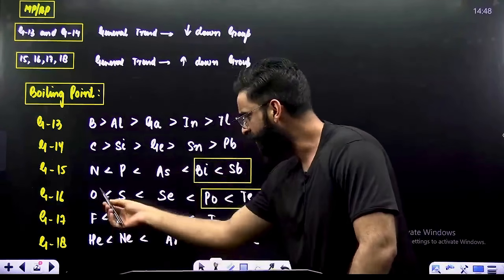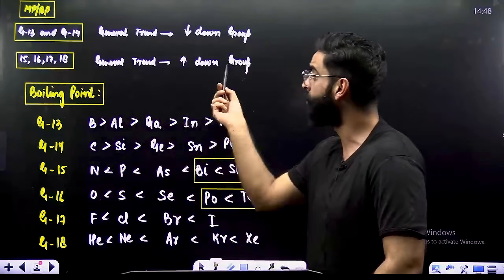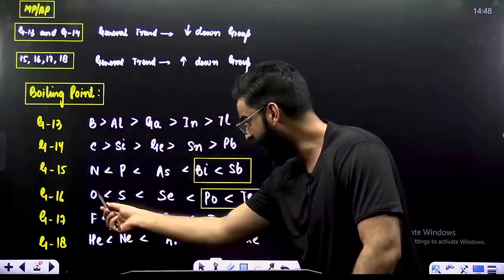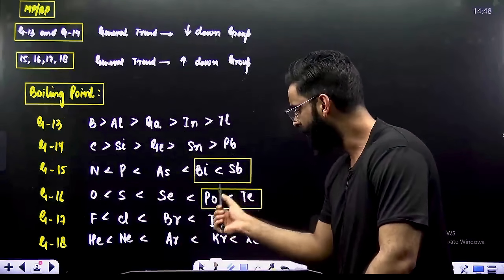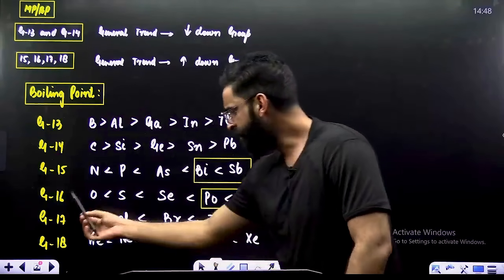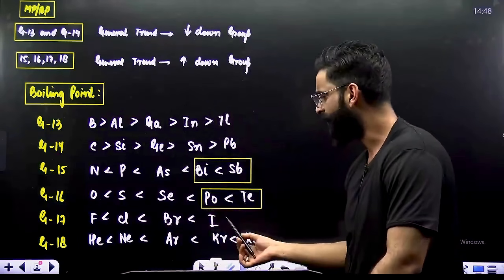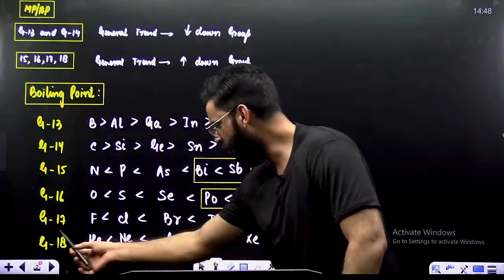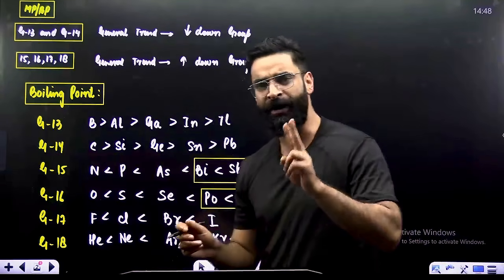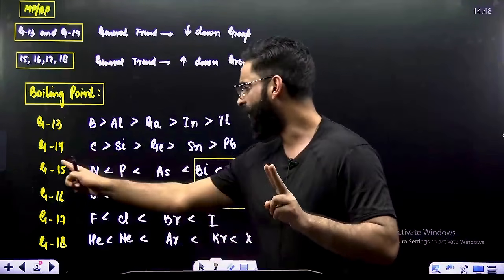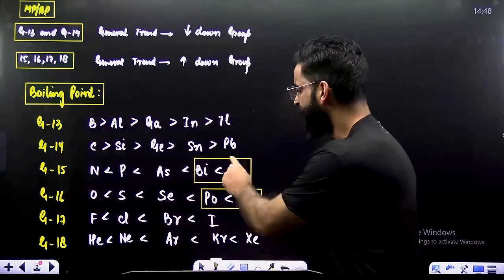In group 16, down the group, your boiling point increases. So it is increasing, but at the end, before tellurium, polonium comes. Then group 17 follows a normal trend, right? Down the group, boiling point increases. Group 18, down the group, boiling point increases, no exception. So when it comes to boiling points, 2 exceptions are there. One is group 15, one is group 16, and that too at the end.